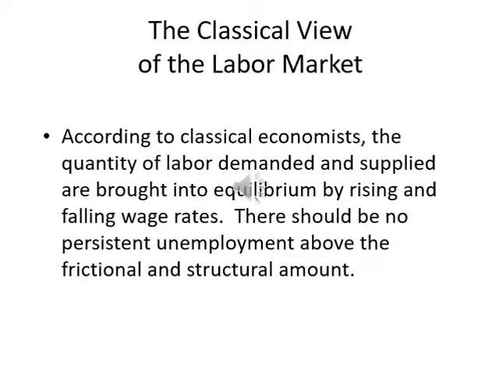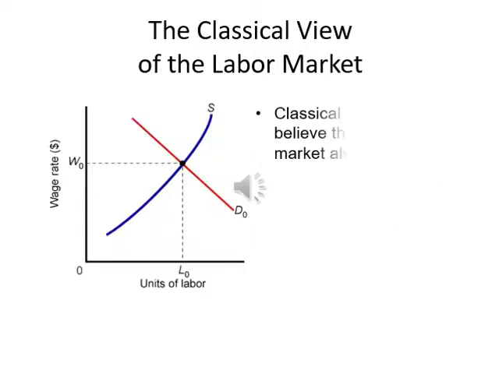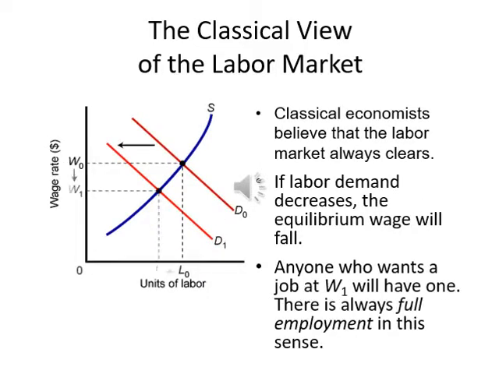The classical view of the labor market. If labor demand decreases, the equilibrium wage will fall. Anyone who wants a job at W1 will have one. There is always full employment in this sense.